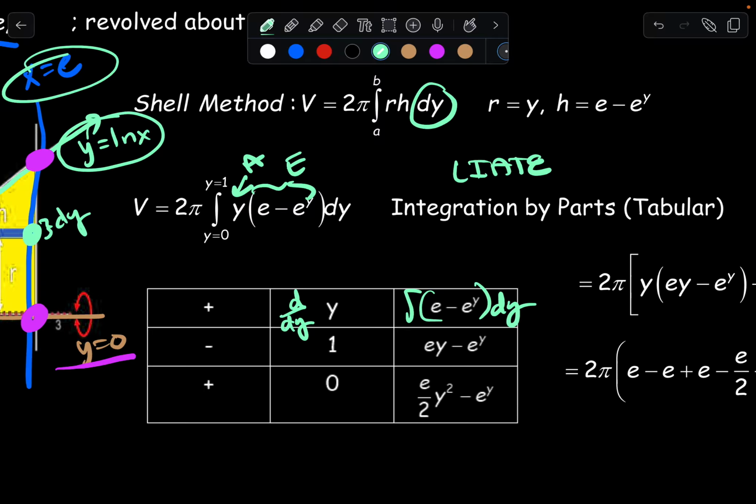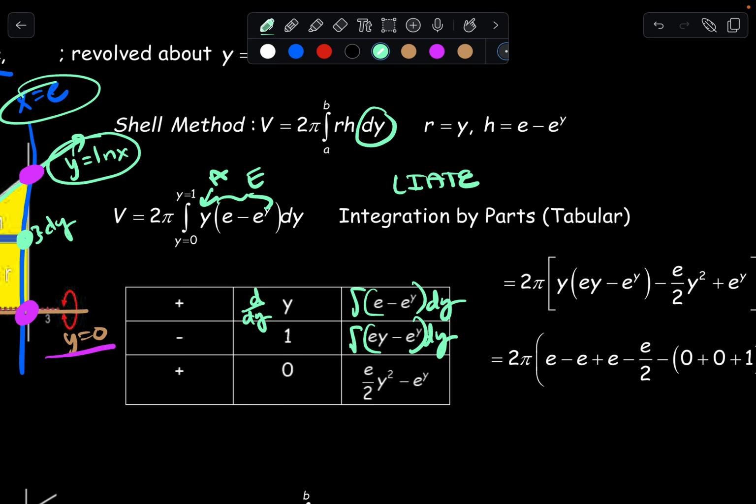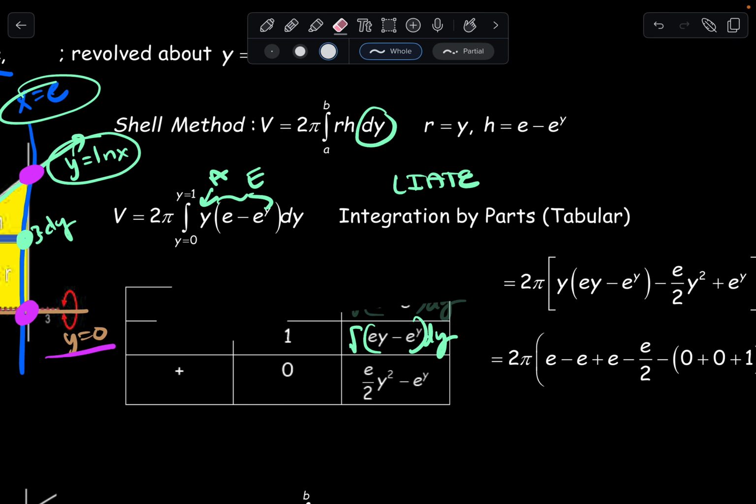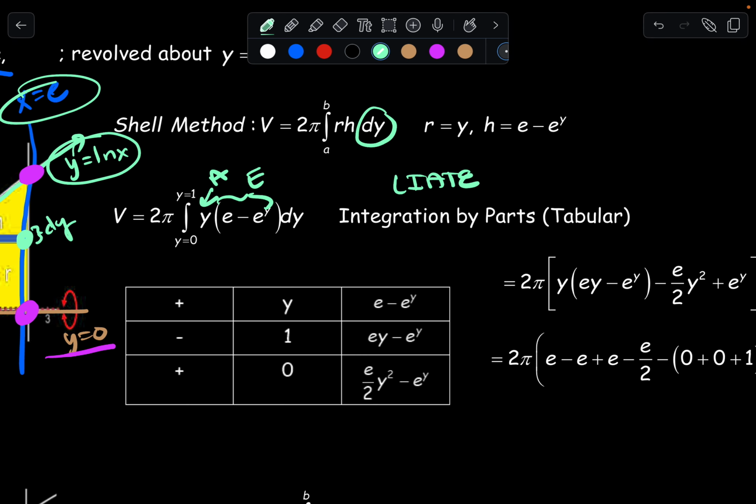And then when we integrate again, so that we can fill up the last row, we integrate y with respect to y, we get 1/2 y squared, but we have that constant e minus integrating e to the y is just e to the y. So now when we want to write our integration by parts expression, remember you use the first two and then you drop down for the last part, and that is your first term.